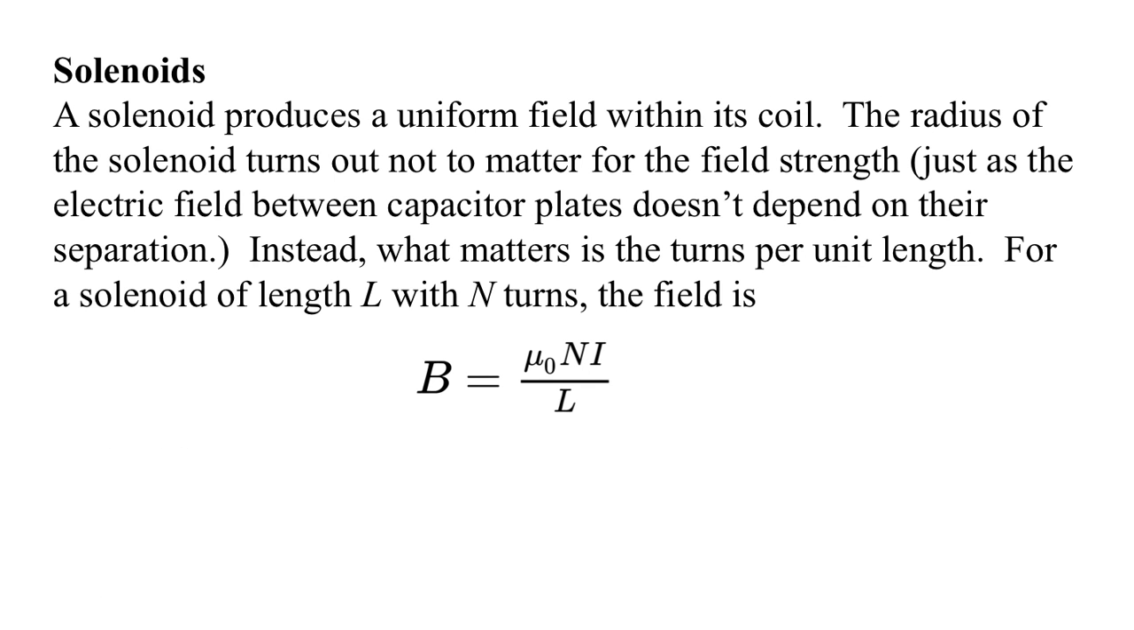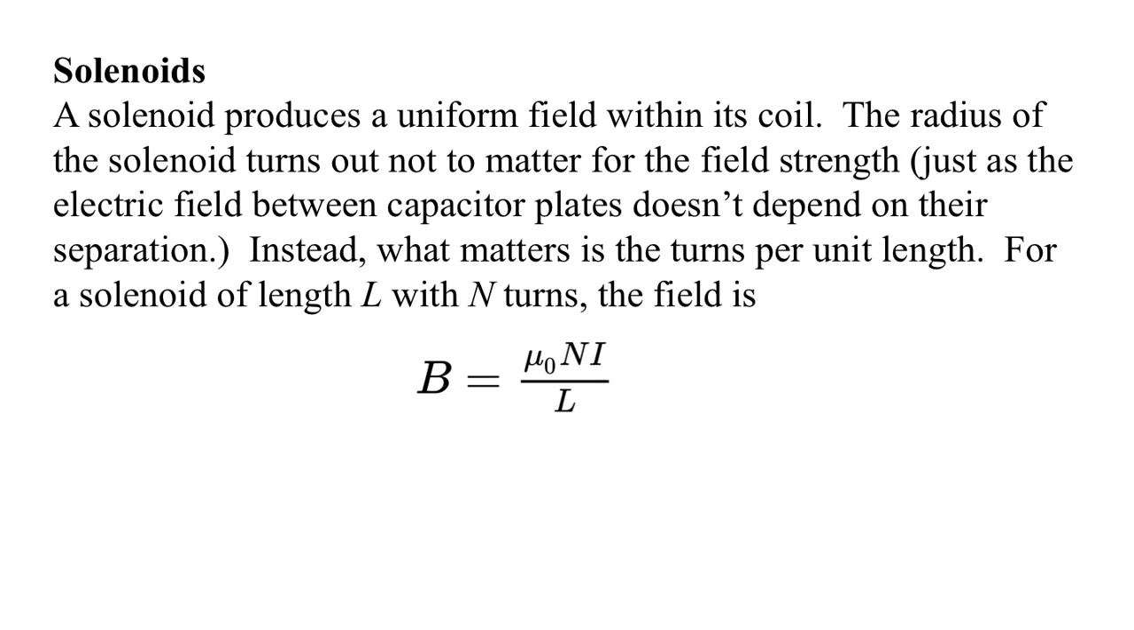A solenoid produces a uniform field within its coil, in the ideal case, just like before. The radius of the solenoid turns out not to matter for the field strength, just as the electric field between capacitors doesn't depend on their separation. Instead, what matters is the number of turns per unit length. The more densely packed the turns are, the better their fields add, essentially.